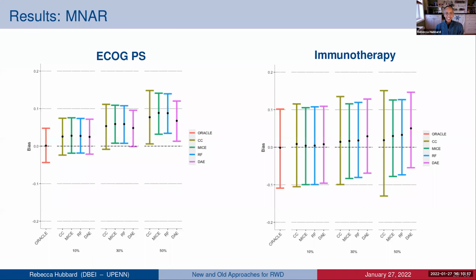And then when we move to the setting of missing not at random missingness, essentially all bets are off. I suspect it comes as no surprise to you. It did not come as a surprise to me that multiple imputation does not work very well in this setting. So we see bias in our complete case estimates. We see bias in all three of our multiple imputation estimates as well.